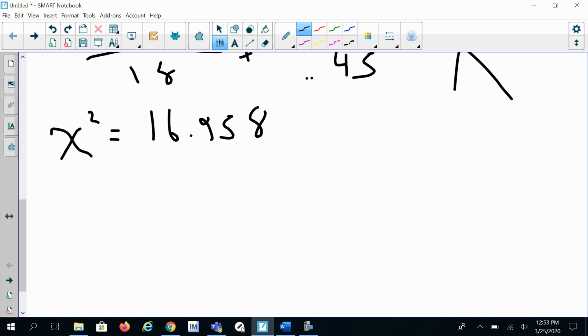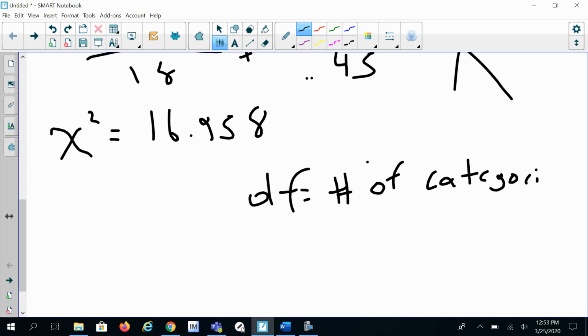Now, like the t-model, chi-square also has degrees of freedom. Now, it is not the sample size minus 1. It is not n minus 1. So let's write down how to find df. It's very easy. So df, degrees of freedom, is equal to the number of categories minus 1.